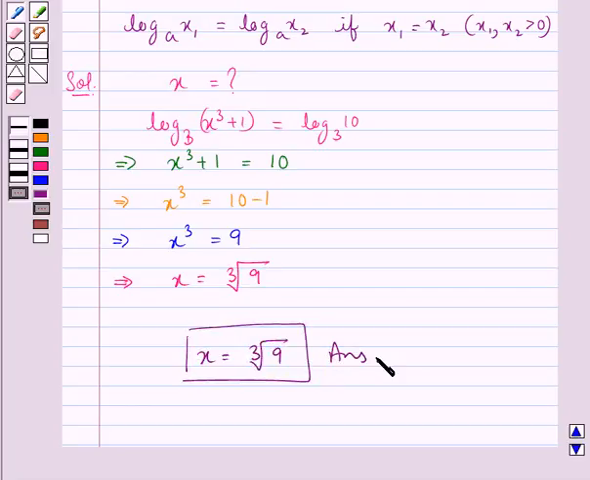This completes the session. Hope you have understood the solution of this question.